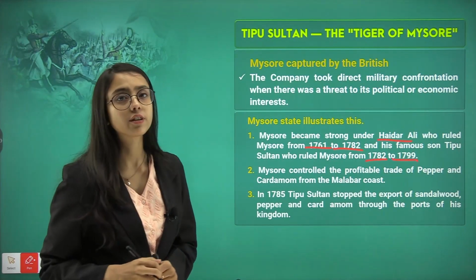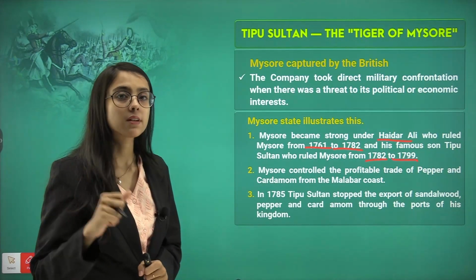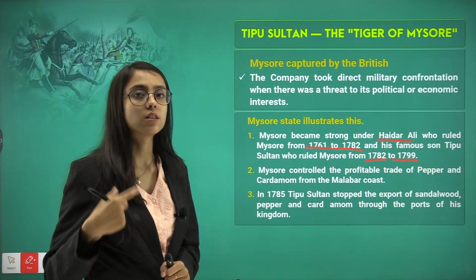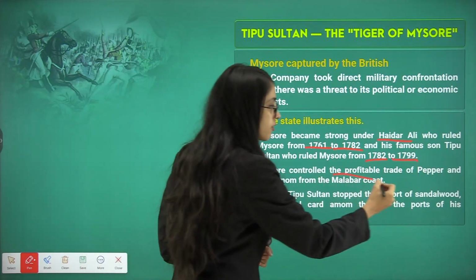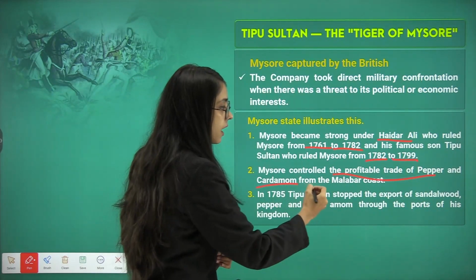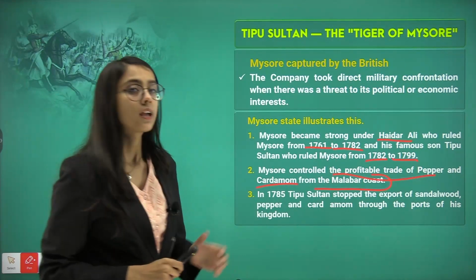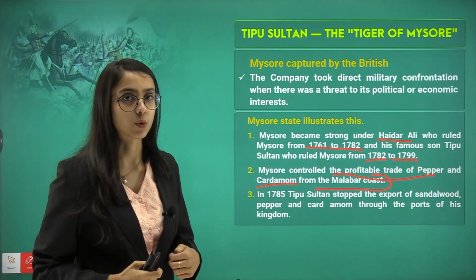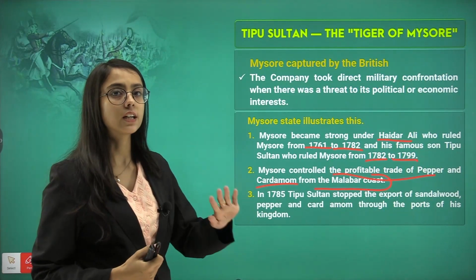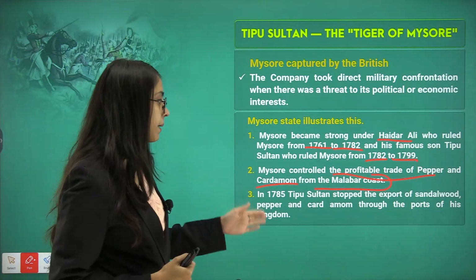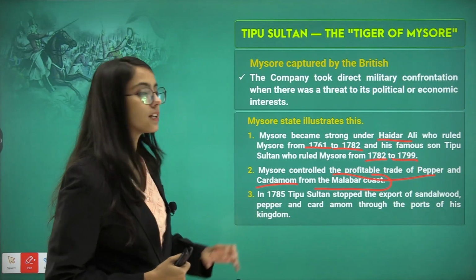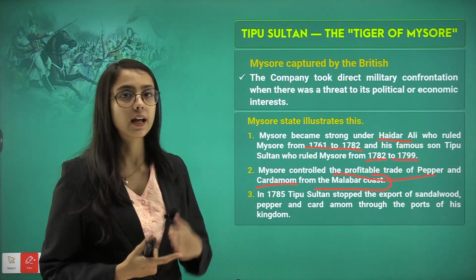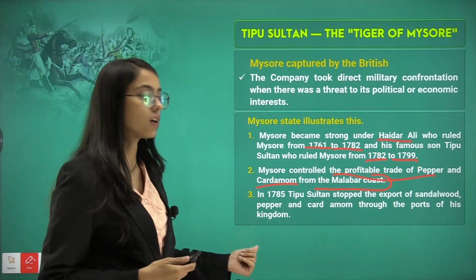Mysore controlled the profitable trade of pepper. Pepper is referred to as black gold. So, the trade of spices was done through Mysore. It was a profitable trade of pepper and cardamom from the Malabar coast. In 1785, Tipu Sultan stopped the export of sandalwood to foreign parties. Pepper, cardamom and sandalwood were no longer traded through the ports of his kingdom and were no longer exported from the Malabar coast.